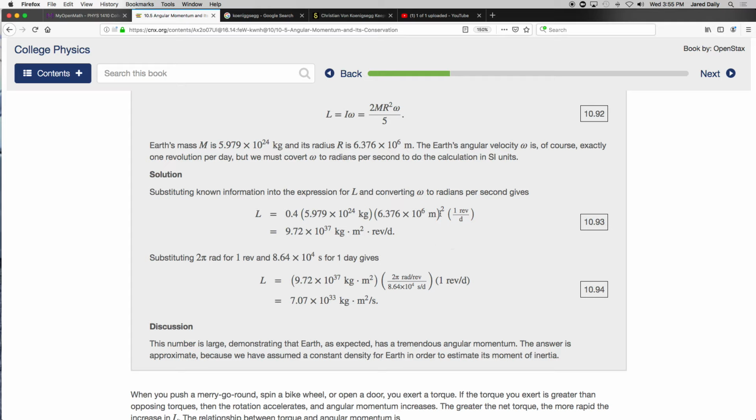Then they convert the 1 revolution per day. So they do all this math, call that revolutions per day, and then they're going to convert the revolutions per day right here. 2 pi rads per revolution, 8.64 times 10 to the 4th seconds per day. That cancels out the 1 revolution per day. You get 7.07 times 10 to the 33 kilogram meters squared per second, which is an absolutely enormous angular momentum. That is absolutely humongous, right?